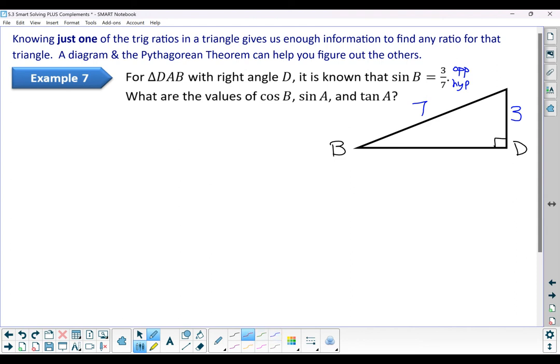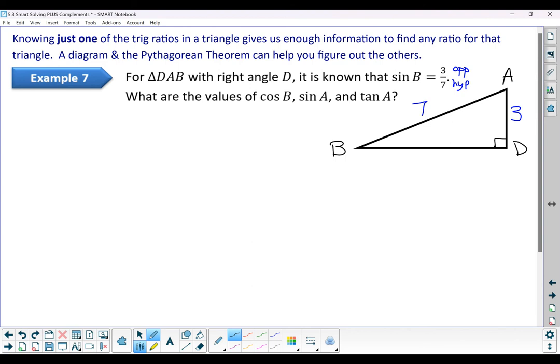The triangle could be length 6 and length 14, or it could be length 9 and length 21. We don't know how big it is, so we can just use the similar triangle that has a side of length 3 and length 7 because we're working with ratios here. All right, so we've got our diagram set up with our information that we know. That third angle at the top is going to be angle A.